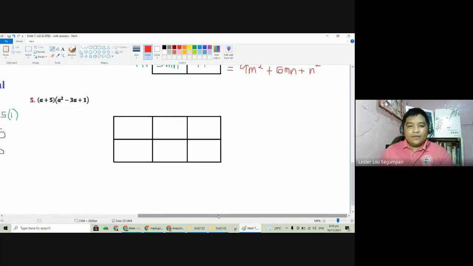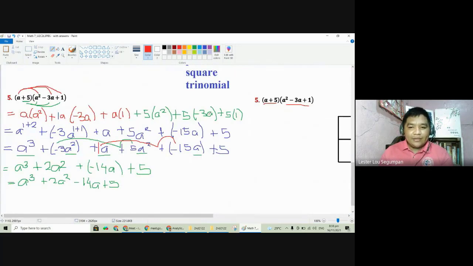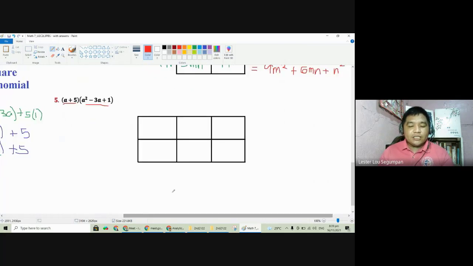In number five, we still have a binomial times a trinomial. Now, if you would like to review the previous video, this very lengthy process could be, I'm not saying to all, but for some of us very difficult and confusing to see, because here we are distributing each term to all the terms of the second group. We could also use a much more arranged process, but then again, don't forget the correct mathematical procedures.